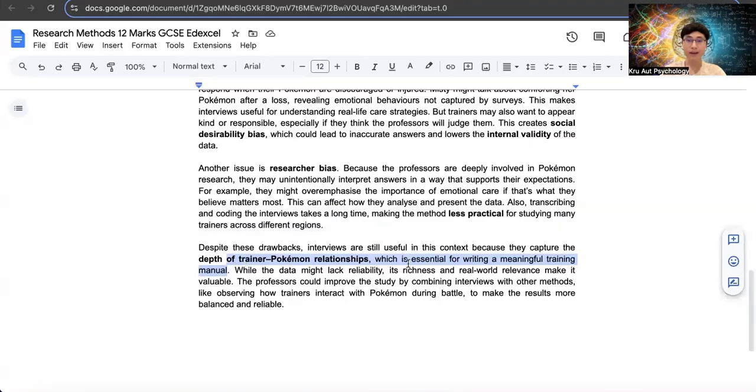Okay, so here, AO2, collecting data in depth, it's useful, it's essential for writing a meaningful training manual. While the data might lack reliability, its richness is a strength, so it has high validity since it's rich. So its richness and real-world relevance might make it valuable. The professors could improve the study by combining interviews with other methods, like observing how trainers interact with Pokemon during battle. It sounds like a conclusion right now, to make the results more balanced and reliable.